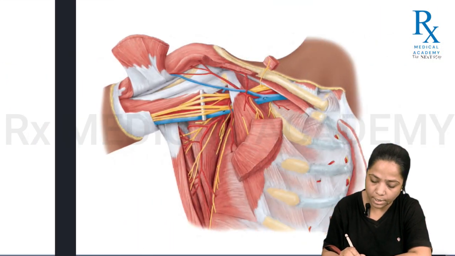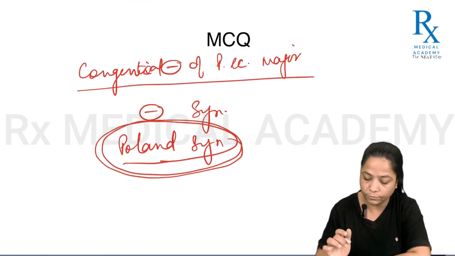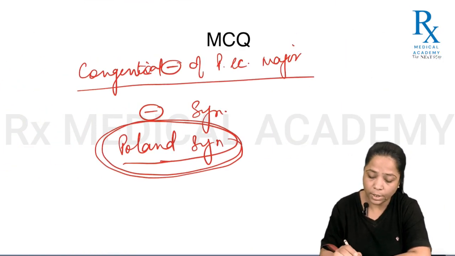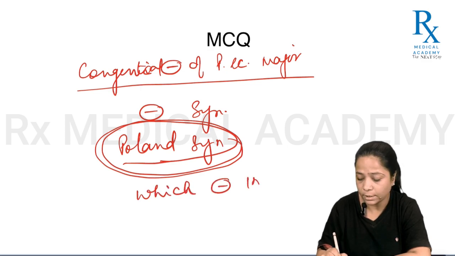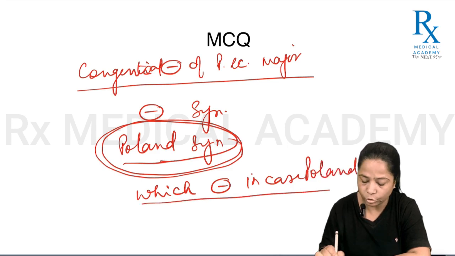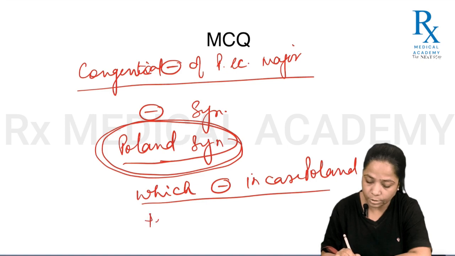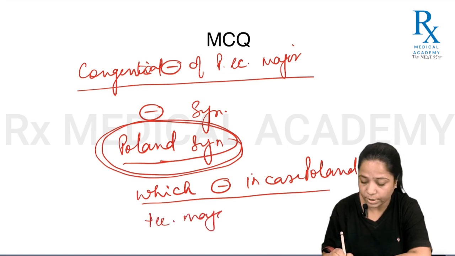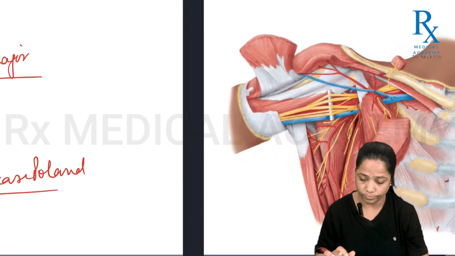So you may be asked in your exam what is Poland syndrome, what are the clinical features of Poland syndrome, and which muscle is not present in case of Poland syndrome. They will give you different options, and the main answer is the pectoralis major muscle. So the pectoralis major muscle is absent in case of Poland syndrome.